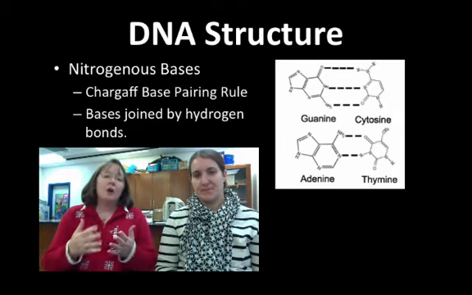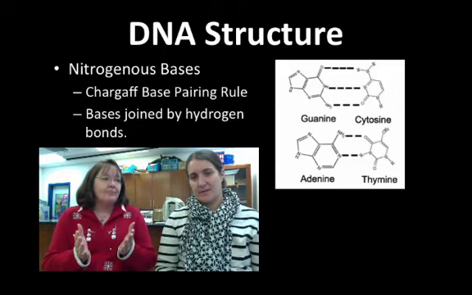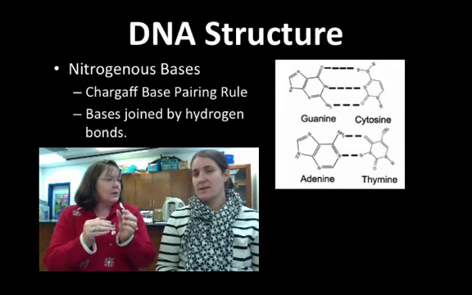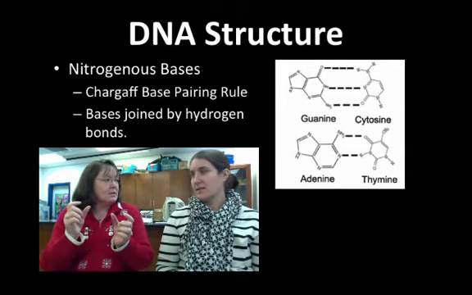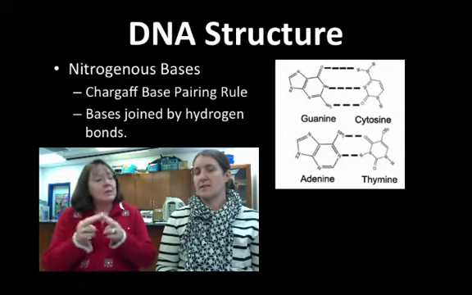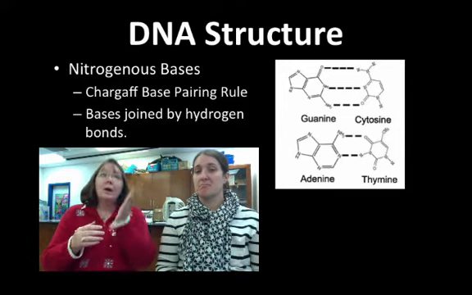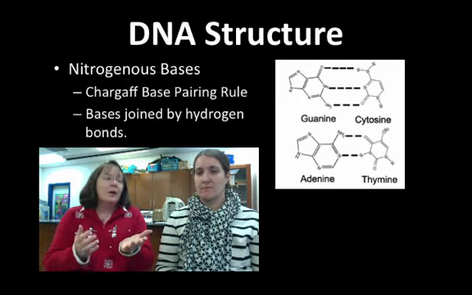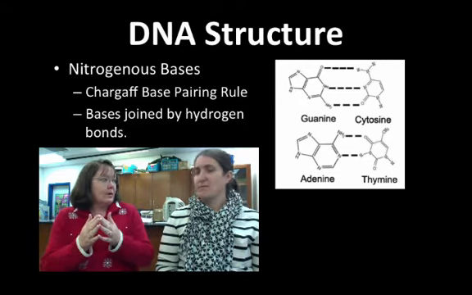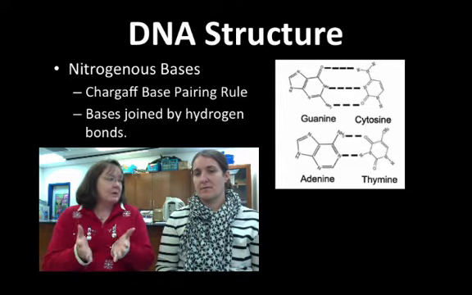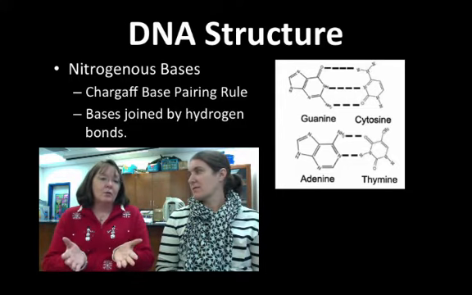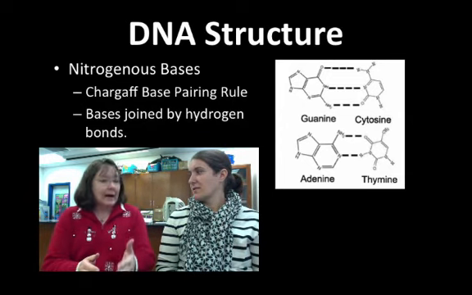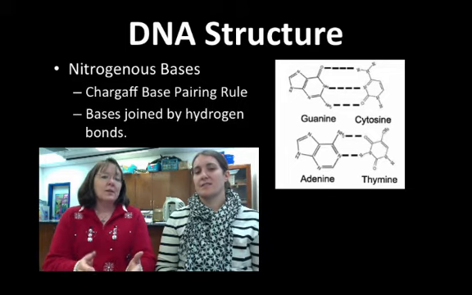So what Chargaff decided when he looked at the DNA was that when he counted all the adenines, there were the same number of adenines as there was thymine. So they had to be equal. And then he counted my guanines, and they equaled my cytosines. So he found that a purine and a pyrimidine pair up. And not only do they pair up, but they pair up specifically. And that gives us our base pairing rules. And you guys really need to know that. That's extremely important. So our base pairing rule is adenine with thymine and guanine with cytosine.